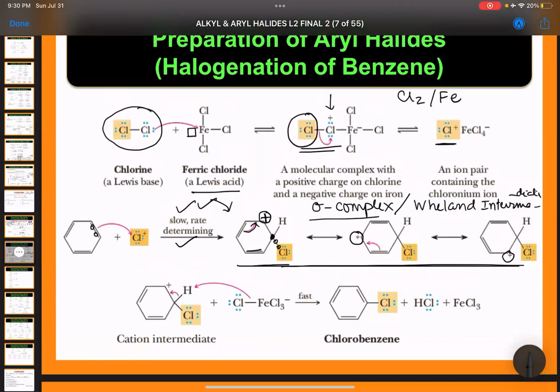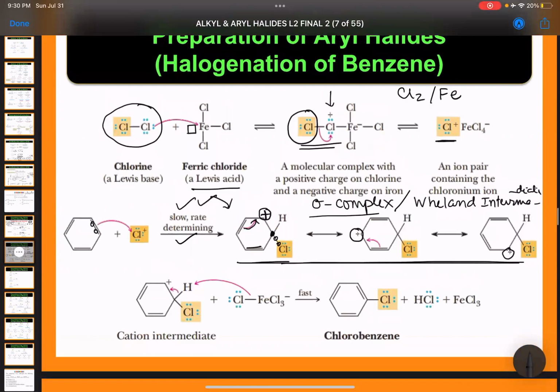Okay, so this is sigma complex. Formation of sigma complex is the RDS, the slowest step. This sigma complex is not the end of the reaction, because as we discussed, this is still an intermediate. Okay, this is not stable. We need to get back our benzene ring, that is stable and that is the final product. So how is that benzene going to come back? We need to create the benzene again.